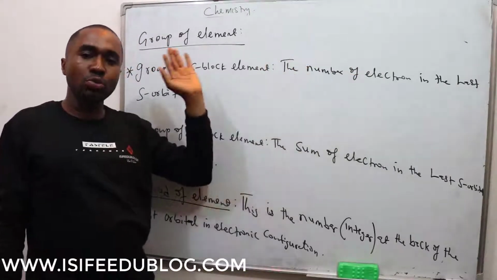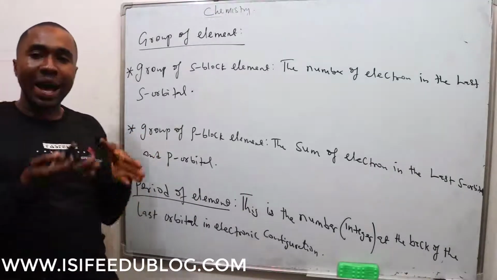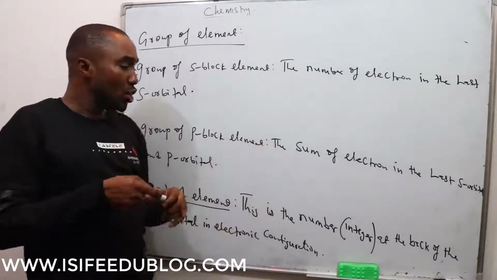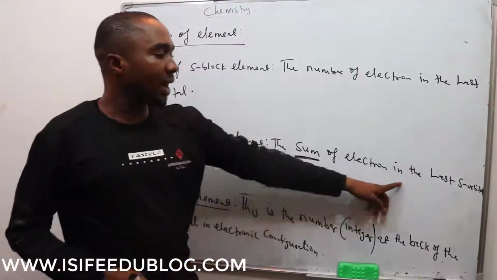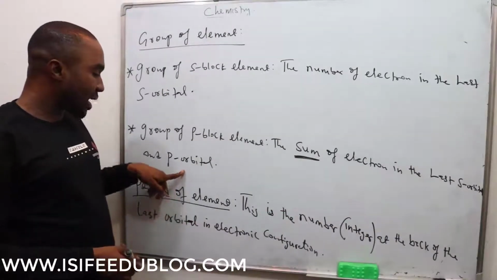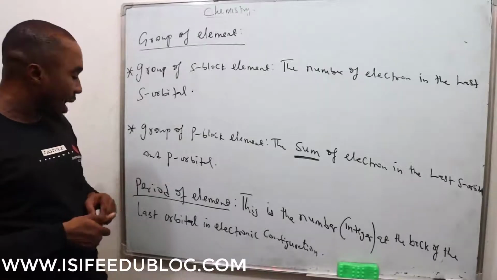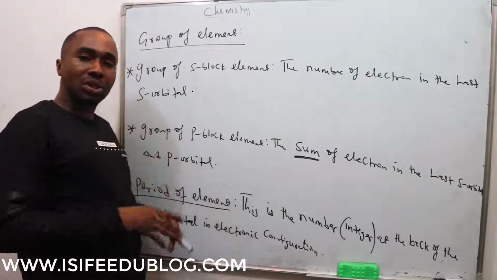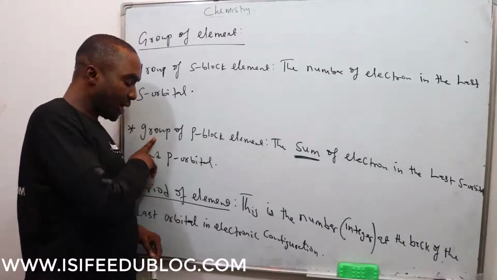You will now know the group of S block elements. But if it is a P block element, you are going to add summation. So the group of a P block element is the sum of electrons in the last S orbital and the last P orbital. You will get the group for the P block element.